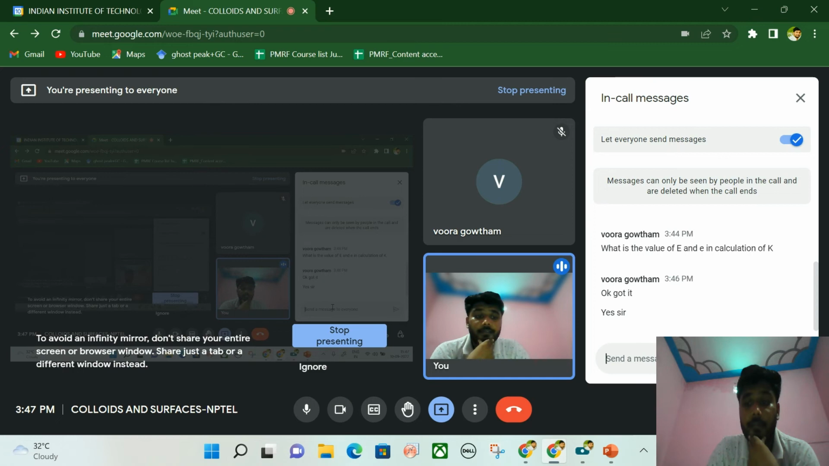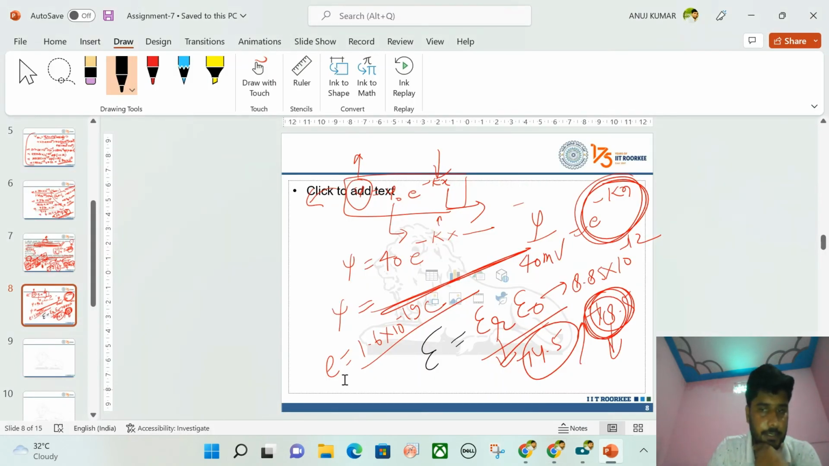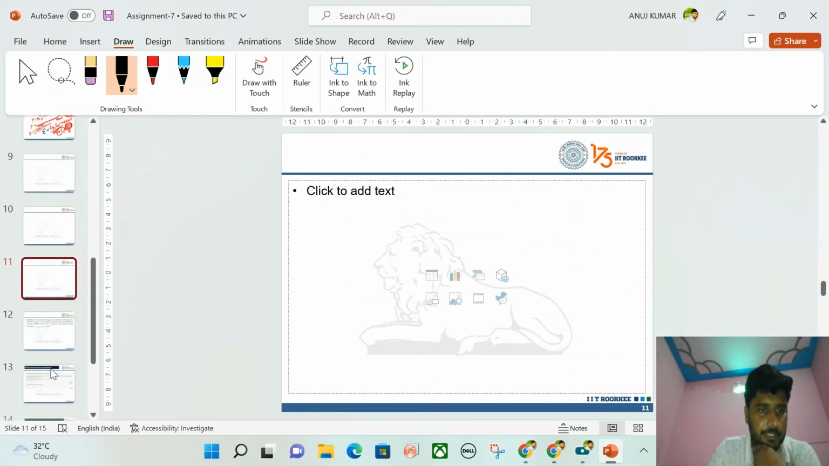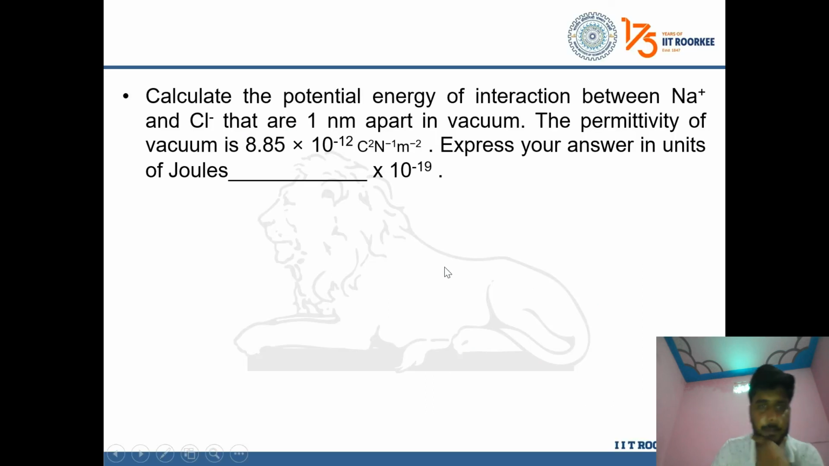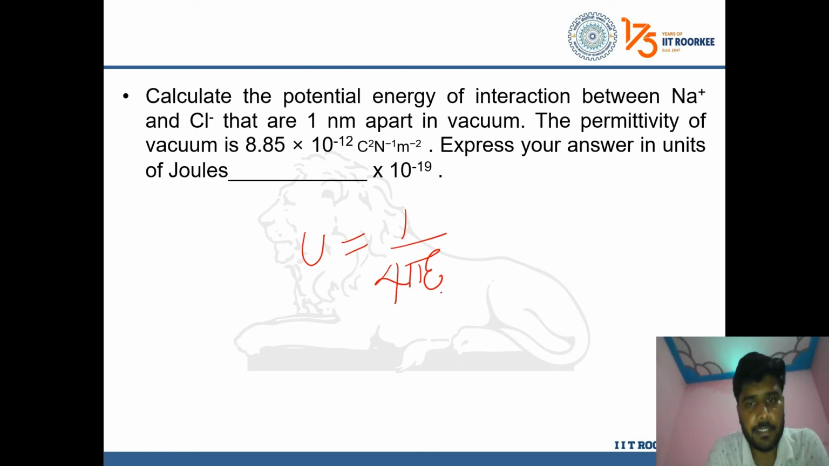Okay, so I am going to the next problem. That is a simple problem. You have to calculate the potential energy of interaction between these. Normally apply the formula from your 12th standard. That is this one.